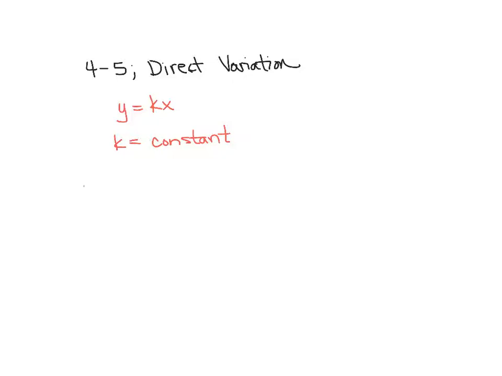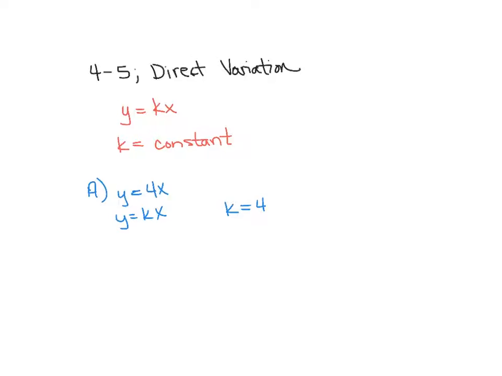So on A, we have y equals 4x. This one is already written in the form of y equals kx. So if we put y equals kx underneath it, we can see that the constant of variation, or our k, equals 4. If they're already written in that form, you don't have to do anything.